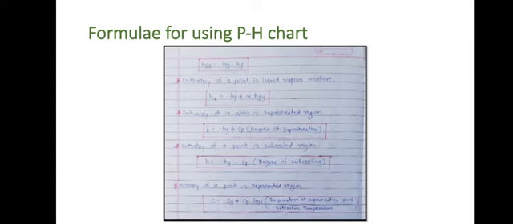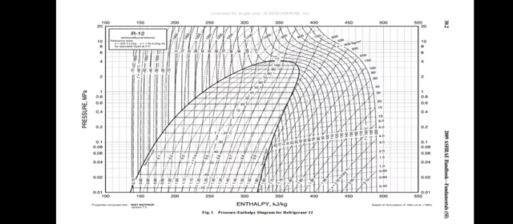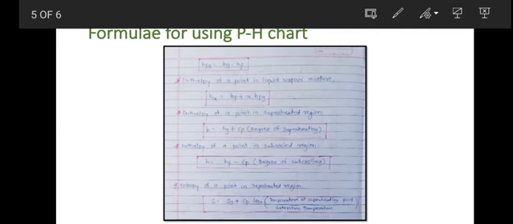Now, some formulas we have to use to do the calculations of enthalpy using the ph chart. First, we will see the latent heat of evaporation. That means the liquid will be converted into the dry saturated form. Then we use hfg is equal to hg minus hf. That means the enthalpy at the saturated gas point minus the enthalpy at the saturated liquid point.